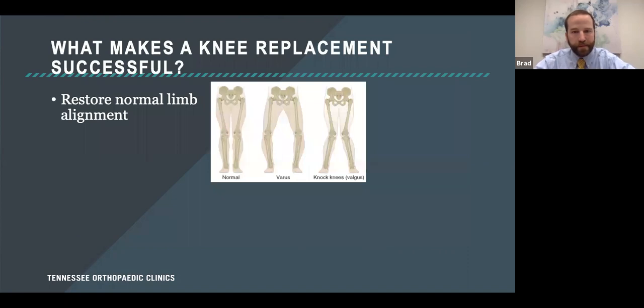What makes a knee replacement successful? There's a couple key factors. Number one is to restore normal limb alignment. Most people either fall into being more bow-legged, or varus, or being more knock-kneed, and this puts pressure on different areas of the joints. So our goal is to restore it back to a more normal alignment so that the pressure forces on the knee can be distributed evenly.